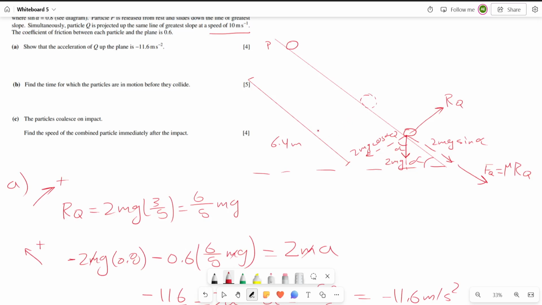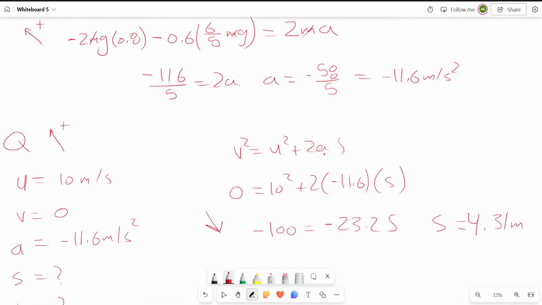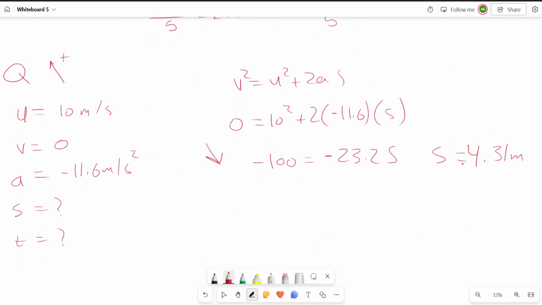So this distance over here is 4.31 meters. Let's see how long it took to reach this distance, after what time it reached the maximum distance and stopped, and will start rolling back down again. So let's find T. To find T, I will use the equation that doesn't have an S in it.